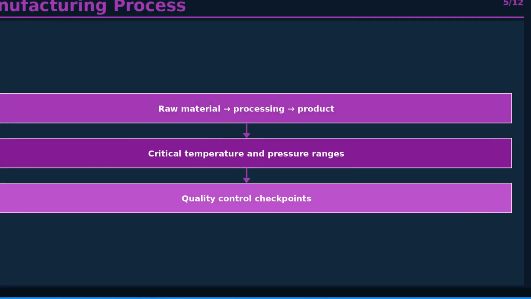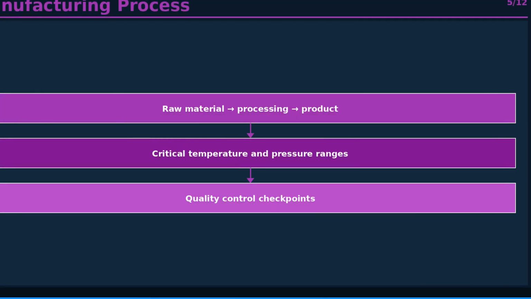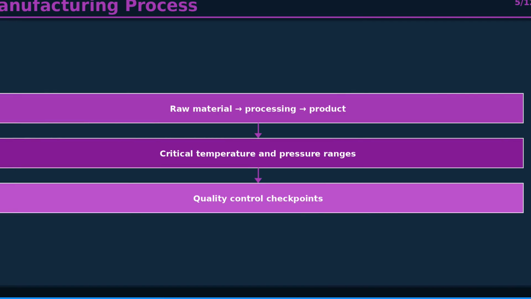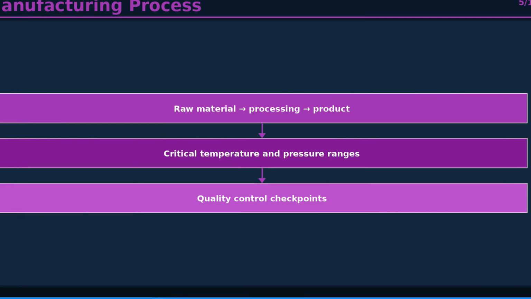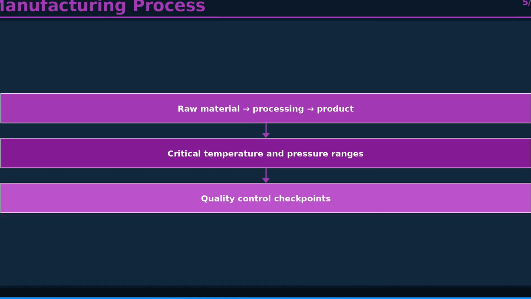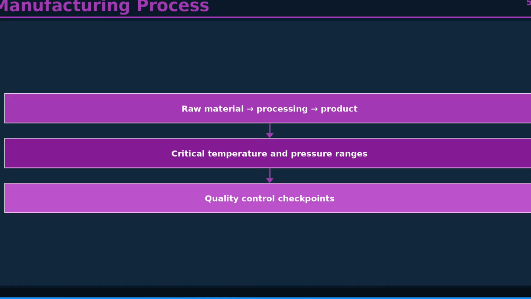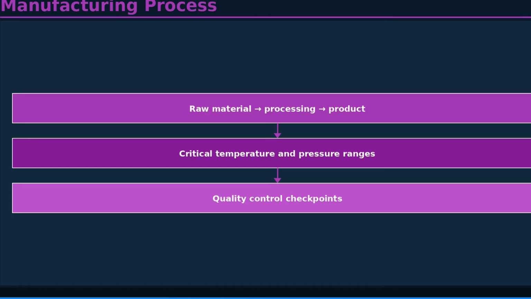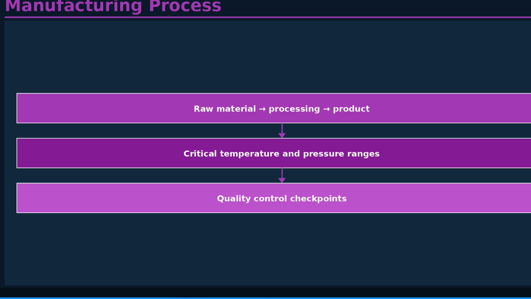The manufacturing process for grinding machine surface and cylindrical grinding begins with raw material preparation and conditioning. Precise control of temperature, pressure, and time at each step is critical for quality. Quality checkpoints at each stage prevent defects and ensure consistency.